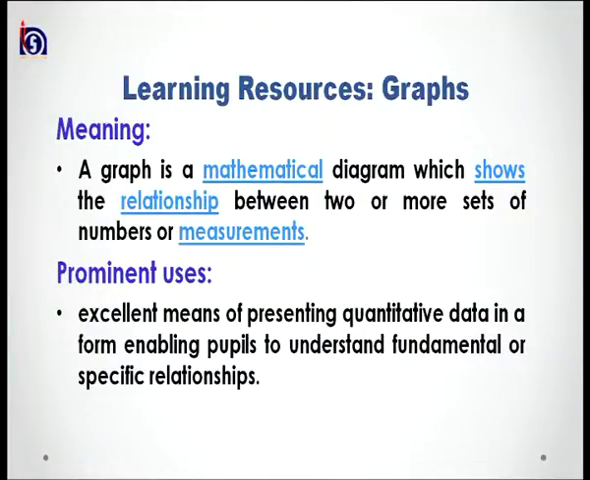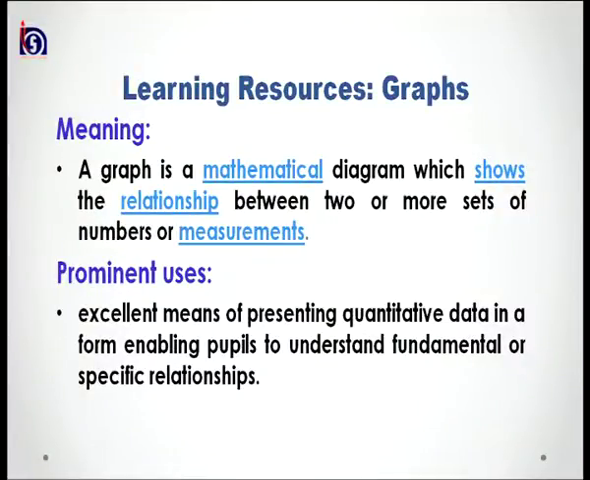When we talk about graph, what does the term graph literally mean? The graph is a mathematical diagram which shows the relationship between two or more sets of numbers or measurements. Graphs could be two-dimensional or three-dimensional also. Mainly the graph is a mathematical diagram that shows the relationship or the interaction between two sets of data or measurements. The prominent uses of the graph are: graphs are excellent means of presenting quantitative data and enabling pupils to understand fundamentals or specific relationships. Through graphs, we can easily communicate the relationship between two sets of measurement to our pupils, all the learners.